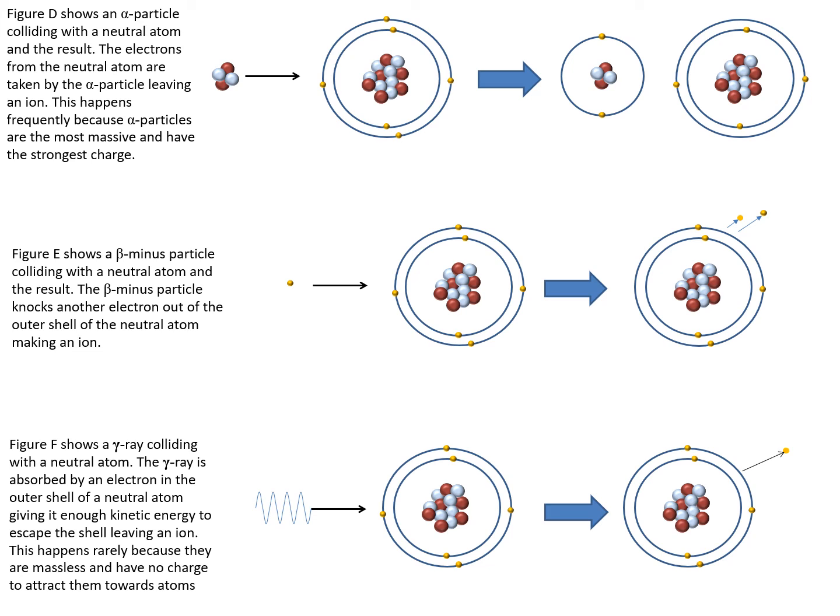This happens rarely because gamma rays are massless and have no charge to attract them towards atoms. So this means they do not interact with atoms very often. In fact, if you want a lot of interactions, you need a very dense substance with a lot of electrons in it, like lead.